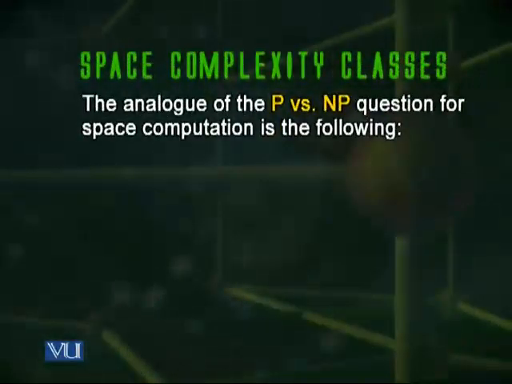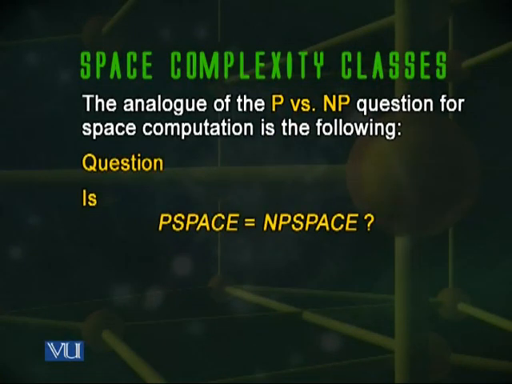The analog of the P versus NP question for space computation is, of course, very natural. It is the question, is it true that PSPACE equals NPSPACE? Well, remember that for time complexity, we ask the question if P is equal to NP. And we realize that this is one of the most difficult questions in computer science, one of the most important celebrated questions in computer science. It has a $1 million prize on it, and for a very good reason it has that prize.